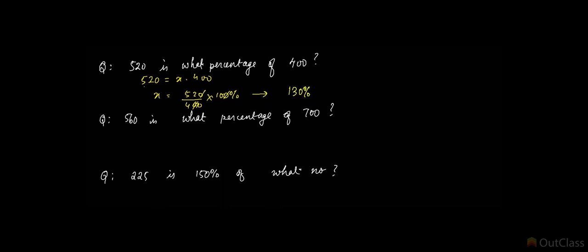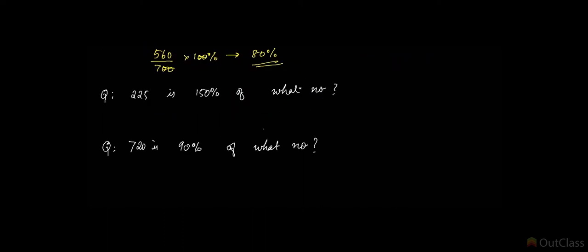Now, just want to point out that you don't have to write this. You can directly write the fraction given. 520 is what percentage of 400? If 520 by 400 is a fraction, what would that be as a percentage? Into 100%. That is all it is. The next one, 560 is what percentage of 700? The answer is 560 by 700. The fraction should be converted into a percentage. Cut the two zeros, cut the two zeros. 56 by 7 is 8, so you have 80%.